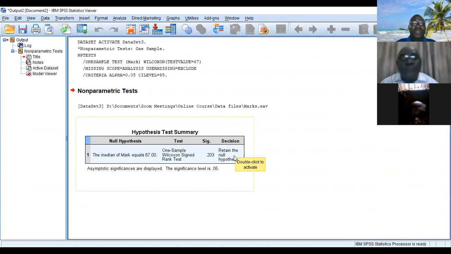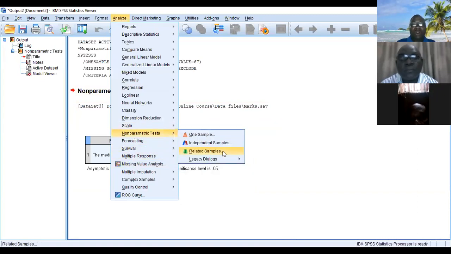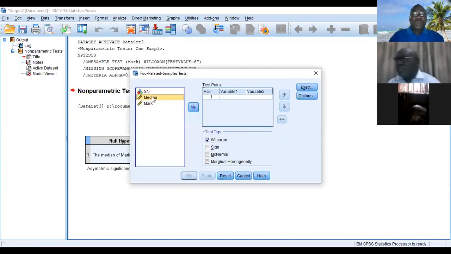It just brought something out here, so sometimes you cannot make meaning out of it. And that is why how we did it is an option. That is the one people use. So when you go to the legacy dialogue box, if you remember, I said that it's the same test you use for one sample and paired sample because the logic is the same. So when you now move both of them in.